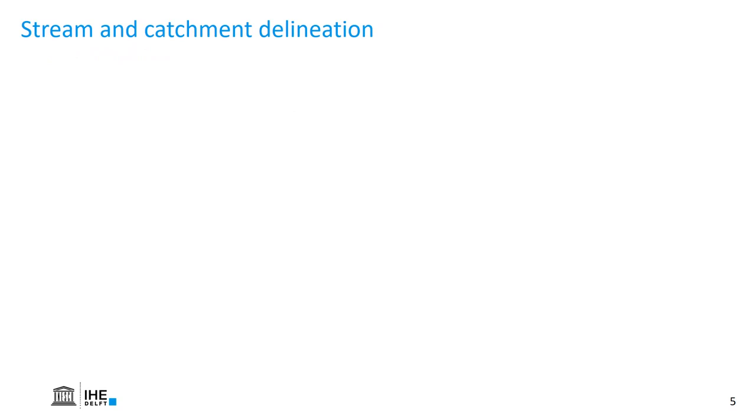So how do we derive streams and catchments from a digital elevation model using GIS? On this slide I'm going to show you the general workflow that's applicable to many GIS desktop software. In the next slide I'm going into detail of every step in the procedure.